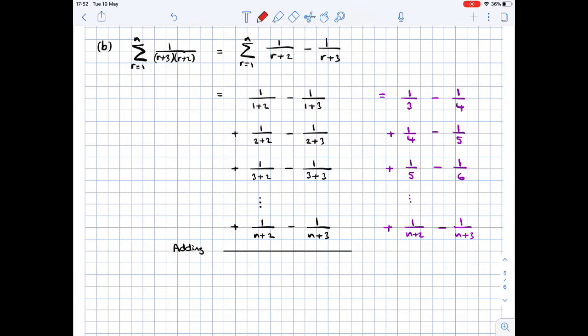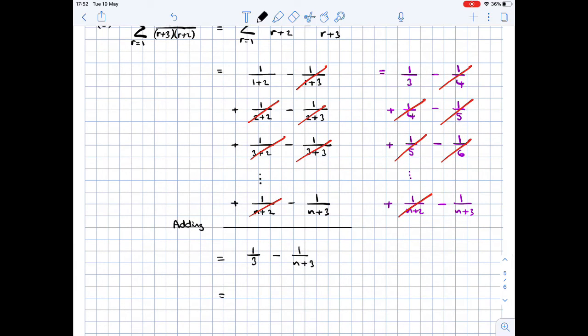So at this point, let's just cancel those terms. You start to see that we're cancelling along diagonals, meaning that we're going to be left with 1 over 3 minus 1 over n plus 3. Or going back to the original, we have all of those terms cancelling, so 1 over 1 plus 2 minus 1 over n plus 3, leaving us our answer.